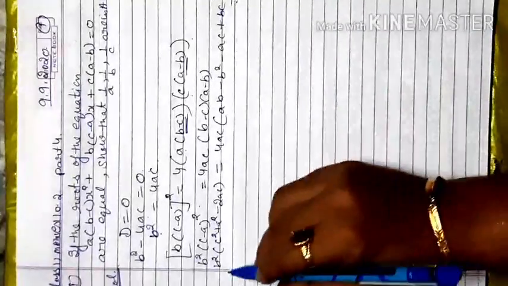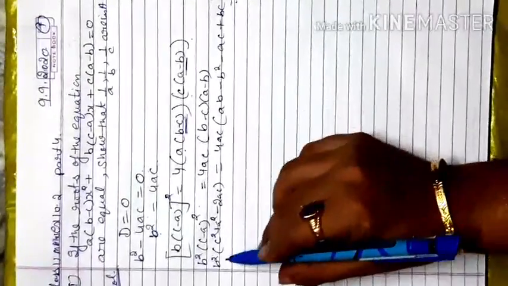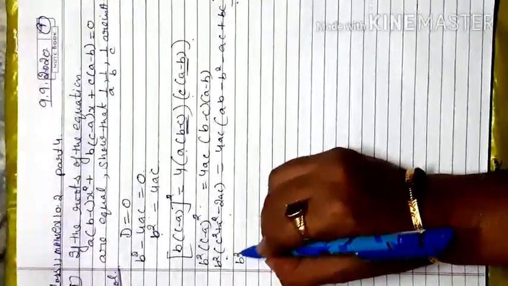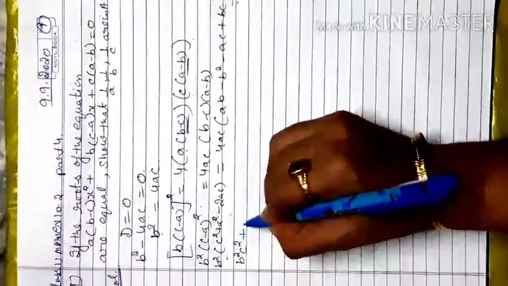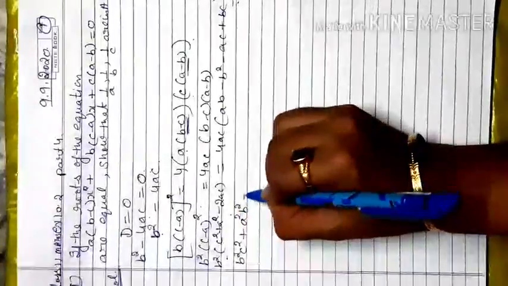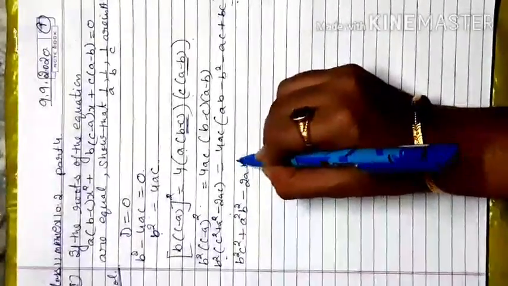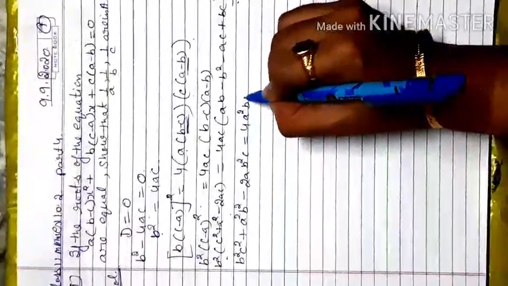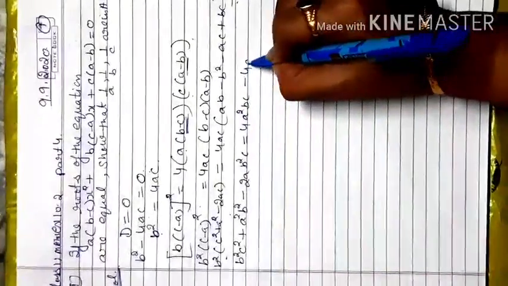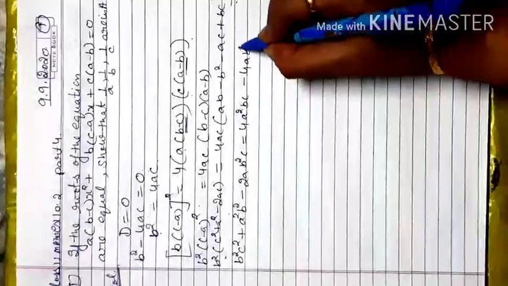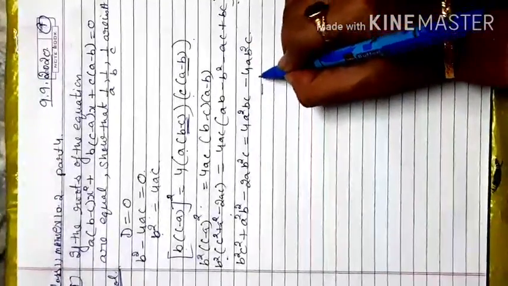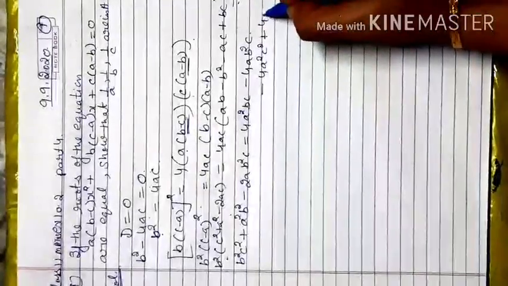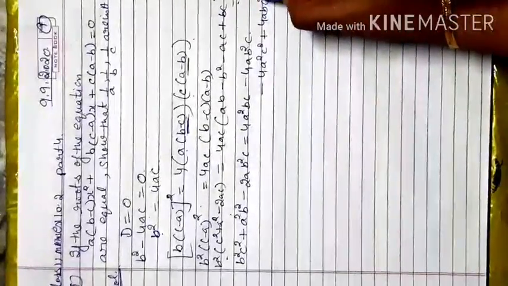Now you open all the terms, either on the left side or the right side. So this becomes b square c square plus a square b square minus 2ab square c, and on the right side 4a square bc minus 4ab square c, then minus 4a square c square, then plus 4abc square.